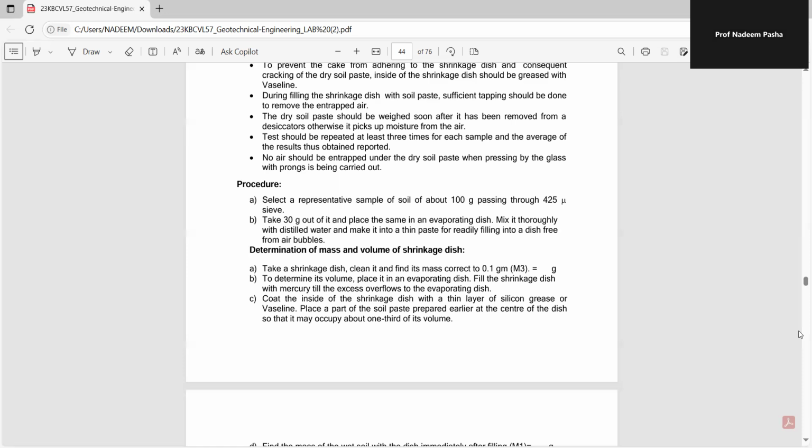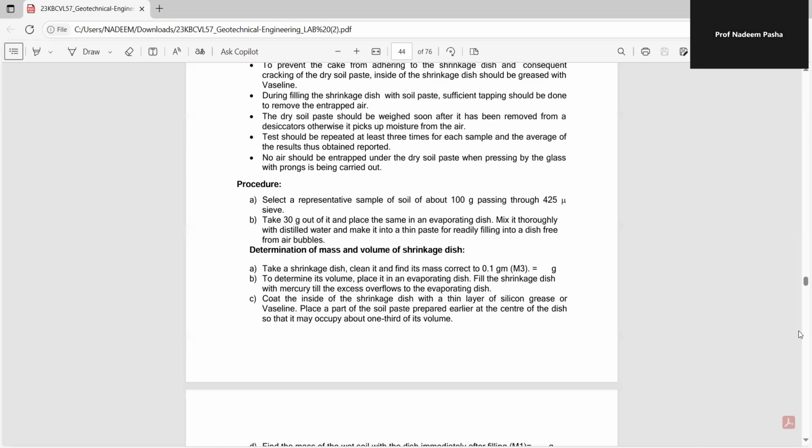Determination of mass and volume of the shrinkage dish. How do you determine the mass and volume of the shrinkage dish? Take a shrinkage dish, clean it and find its mass, say M3 gram. To determine its volume, place it in an evaporating dish. Fill the shrinkage dish with mercury till the excess overflows.